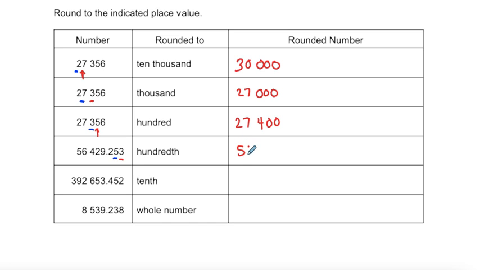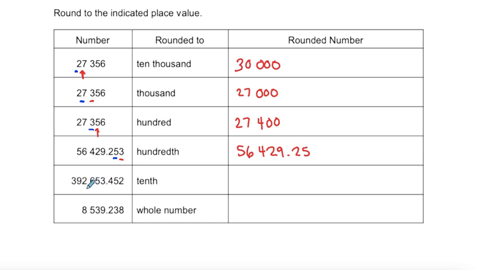So this becomes 56,429 and 25 hundredths. I don't need to include my 0 after the 5, but if you put that in there, I wouldn't mark it wrong. So notice that I had to put my zeros when they were referring to whole numbers, or numbers to the left of the decimal place, but after that, I don't have to do that. My apologies. All right, so now let's take a look at the next example.